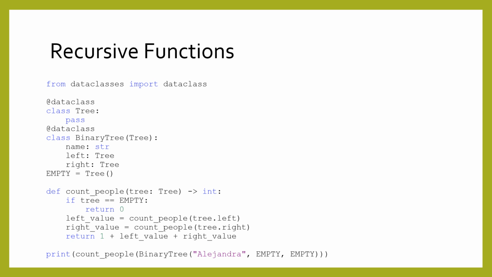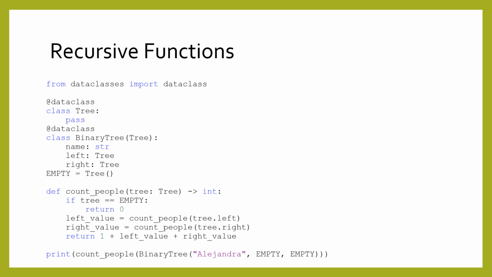Here is an example recursive function that consumes a tree containing people. In the very first line of the function, we begin by checking if the tree parameter is the empty tree. If we are ever given the empty tree, we return 0, since there are no people in an empty tree. Otherwise, we proceed onward with the body of the function.